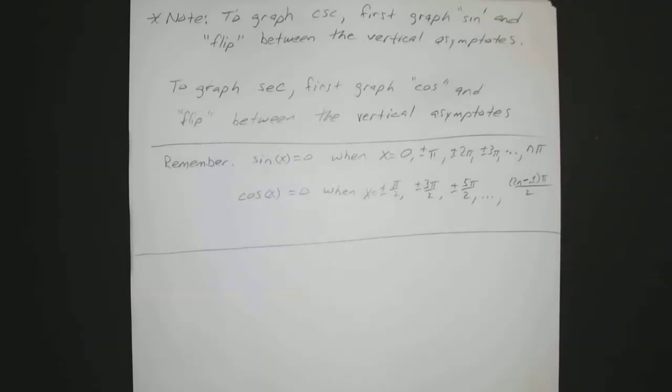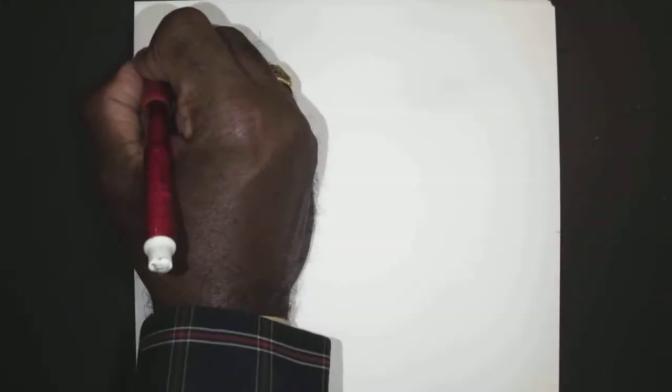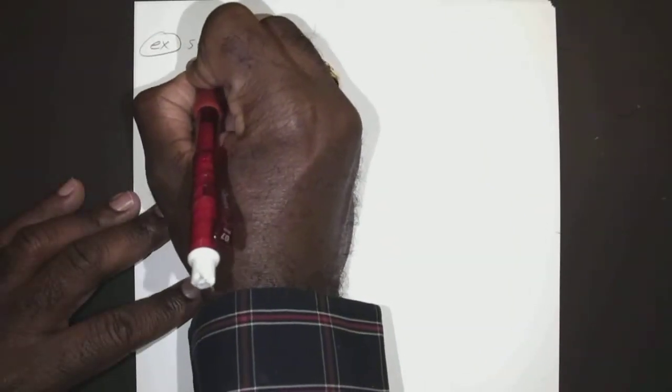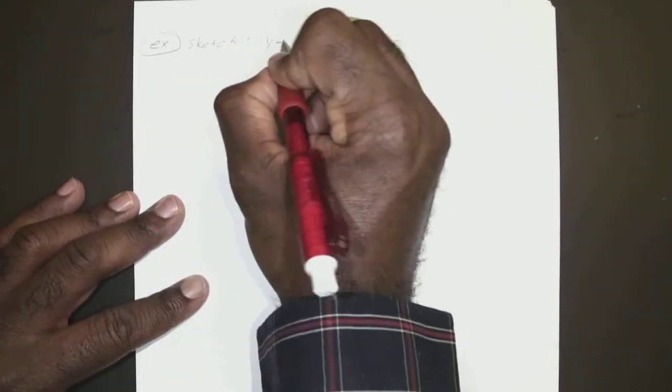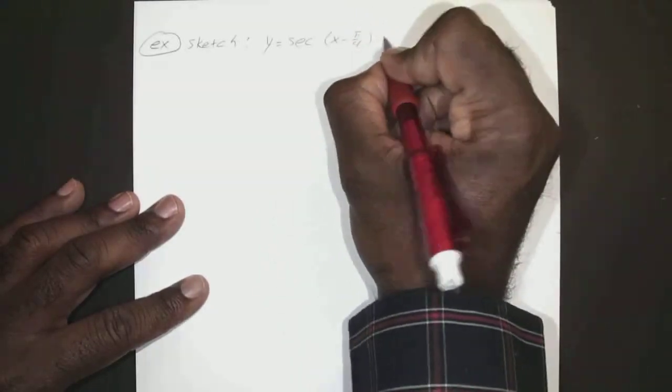So let's say, for example, I'll start on a new page, since I'm pretty sure I won't be able to finish it on that one. Let's say we want to do a quick sketch of y equals secant of x minus pi over 4 plus 1. Okay, so the first thing you want to do is find out what all those numbers are telling us.